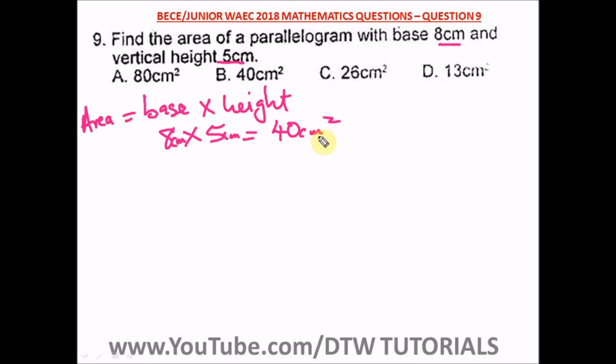It's going to help you to be fast, and also accuracy. So our answer is what? 40 centimeters squared, and the right option here is option B.